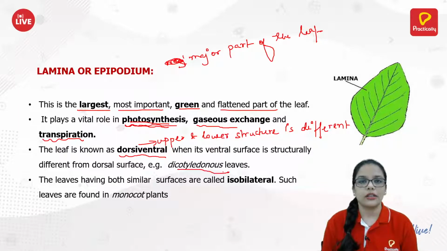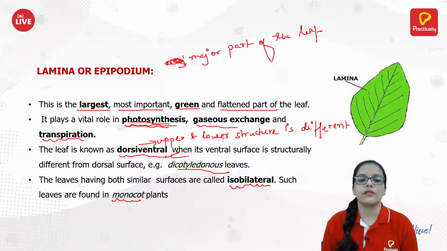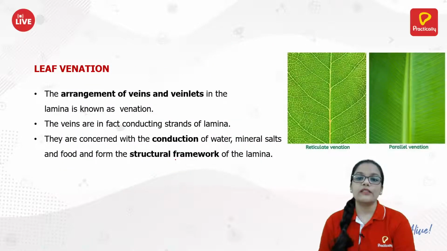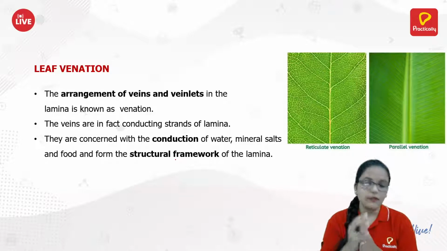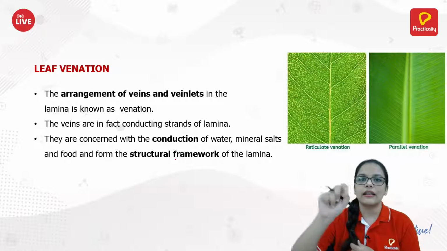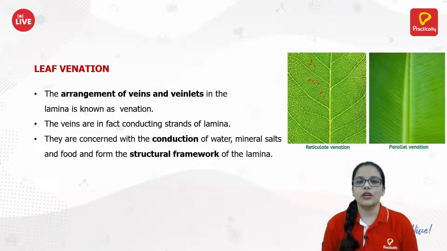Okay, for example, dicotyledonous leaves. Leaves having both similar surfaces are called isobilateral leaves, such as in monocot plants. But most of the plants are actually dicot plants, and it is dorsiventral in nature. Okay. Now, leaf venation. Venation basically means, whenever you see a leaf, what do you see? You see there are veins, vein-like structures. Like here, can you see? Here you can see vein-like structure. It has branched like this. So these vein-like structures are known as venation.